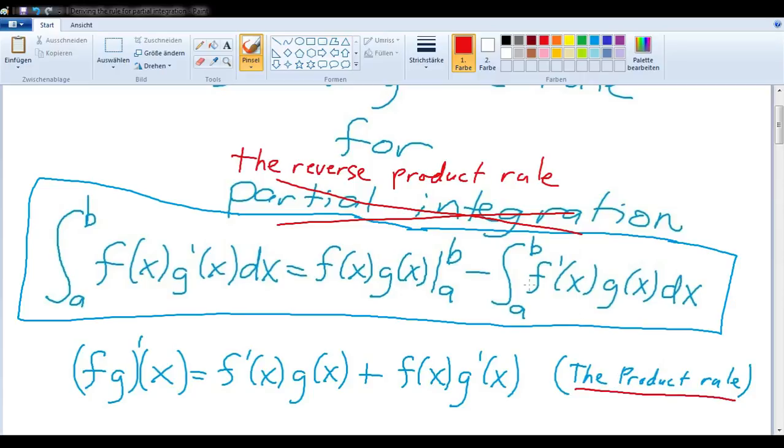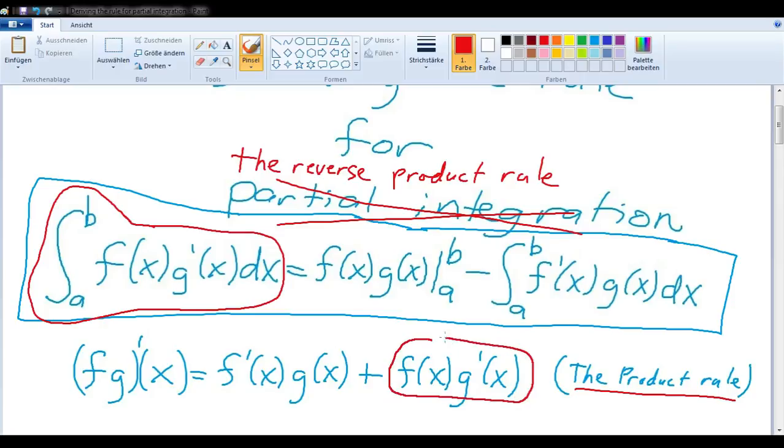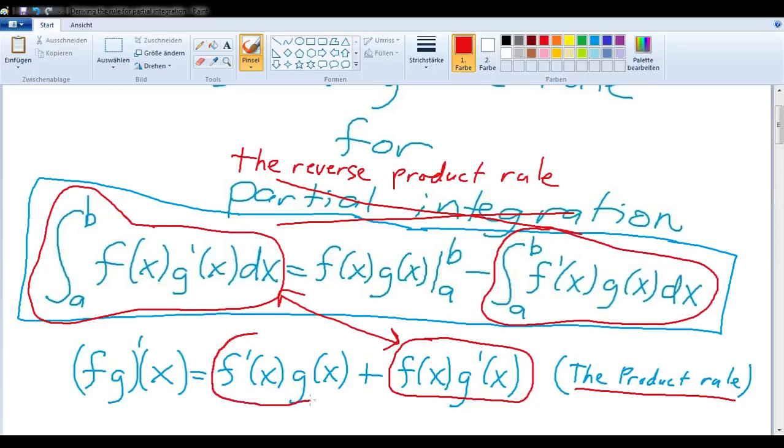So let's compare these. We start here in the rule for partial integration with the term involving f of x and g prime of x. And indeed, f of x and g prime of x makes an appearance in the product rule as well. So these correspond to each other. We end the rule for partial integration with a term involving f prime of x, g of x. And indeed, that is also present in the product rule.